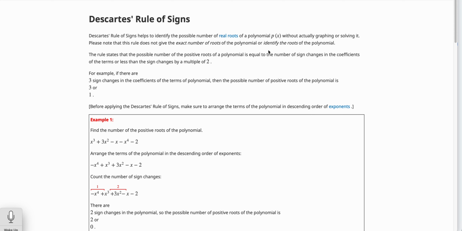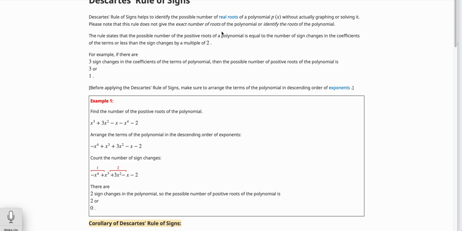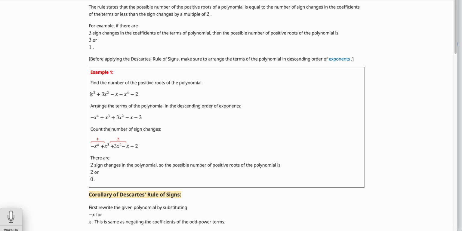Let's look at how to use Descartes' rule of signs to find the number of positive roots. It's different for positive roots and for negative roots. The first step is to take any polynomial and rewrite it in order from the highest exponent to the lowest exponent. That's what was done here: they put them in order from highest to lowest.